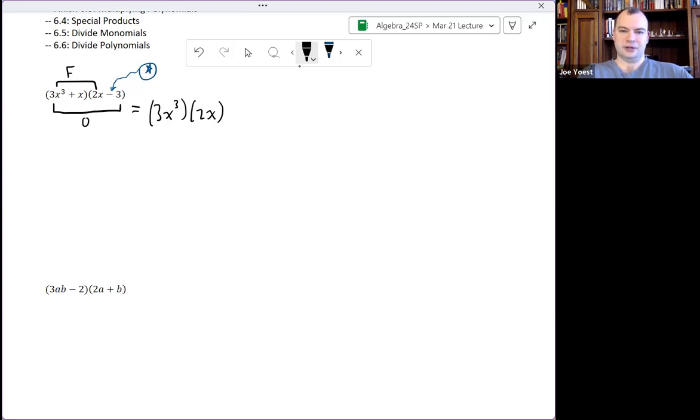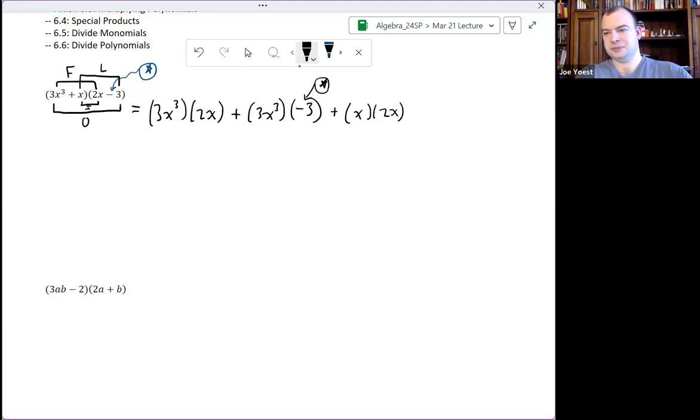We multiply the outer terms, being super careful that the minus comes along with the 3. We multiply the inner terms. And then we multiply the last terms. So this is inner and then last. And again, with the last terms, being super careful to bring that minus sign along.